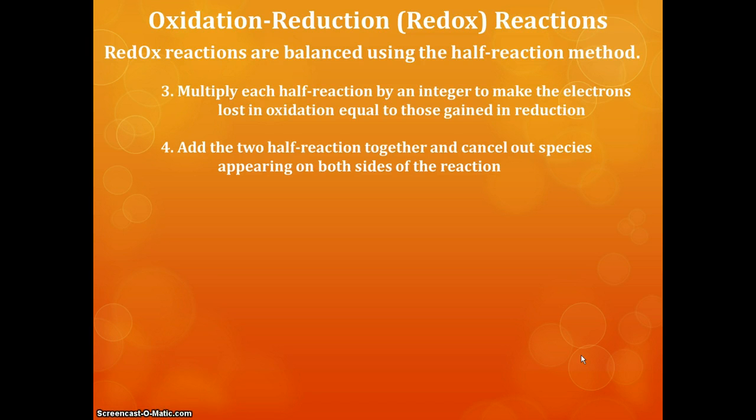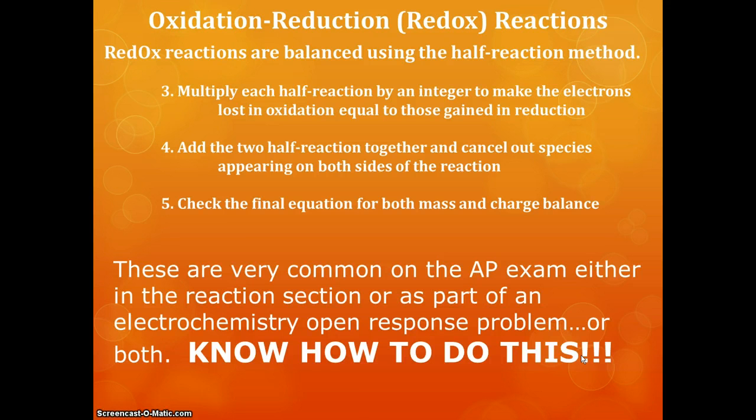And then step 4 is to add those two reactions together algebraically, which means we cancel out any species that appear on both sides of the reaction. And last but not least, we check for both mass and charge balance to ensure that we've done the process properly.